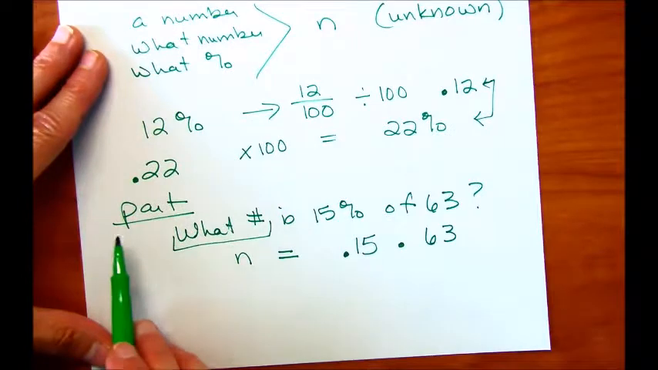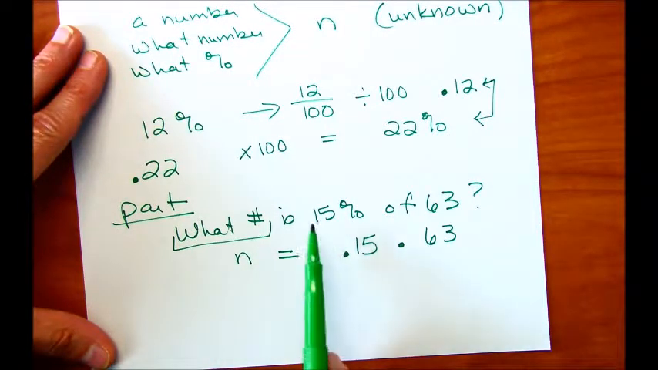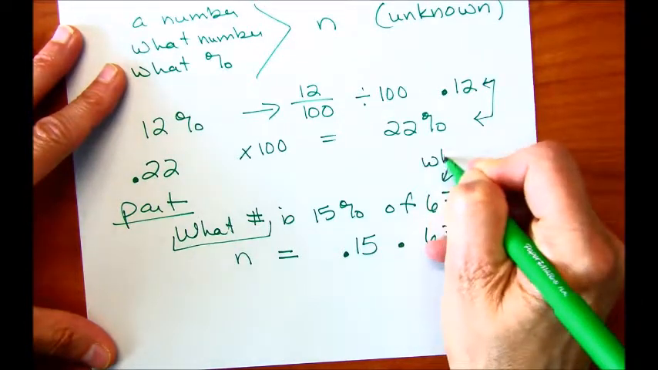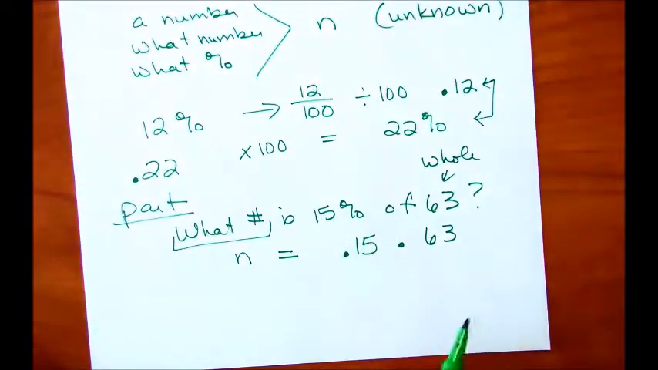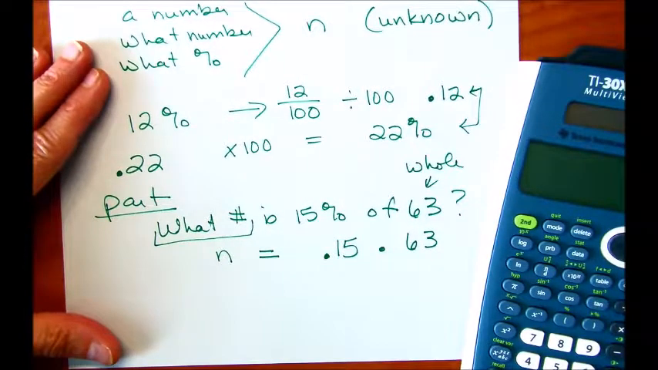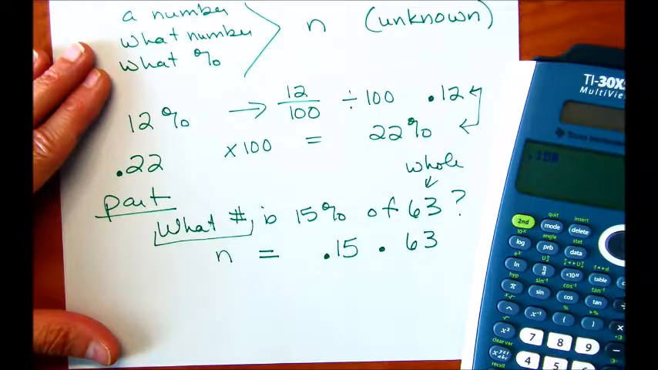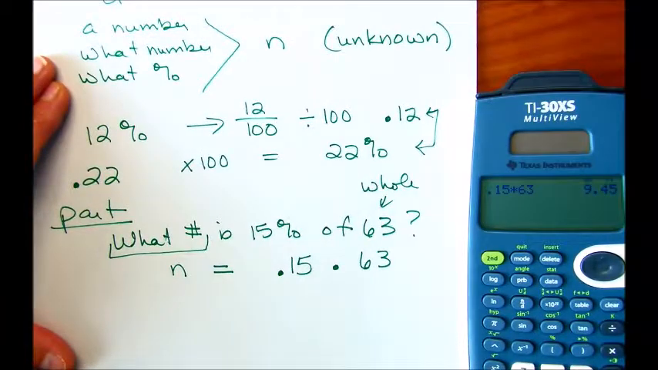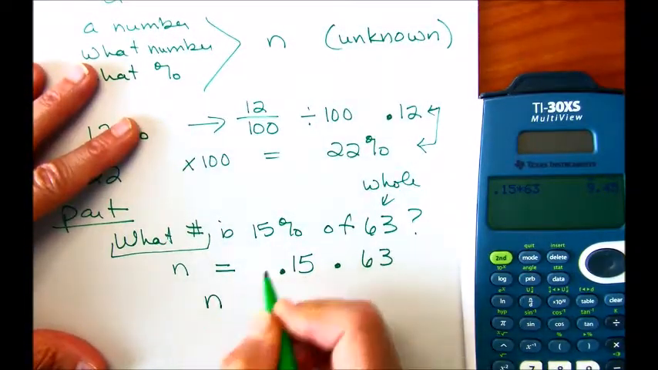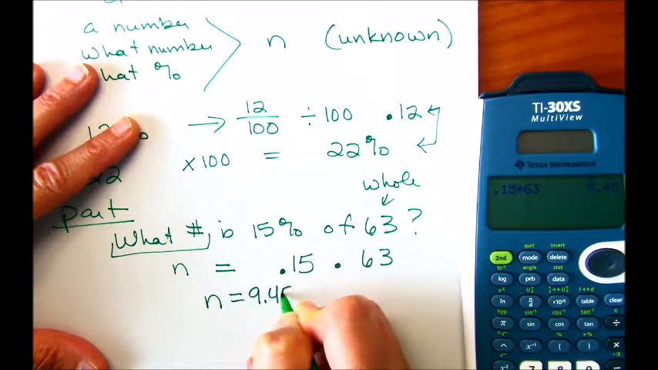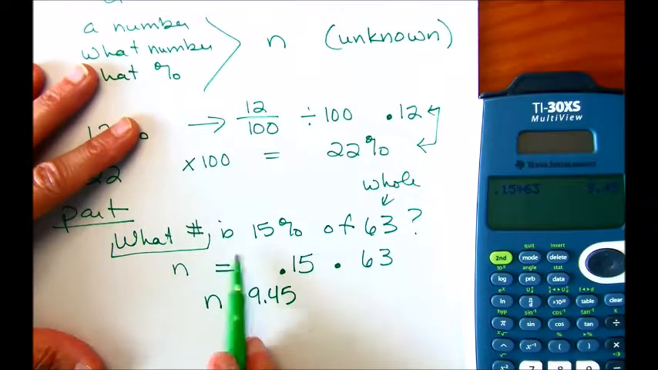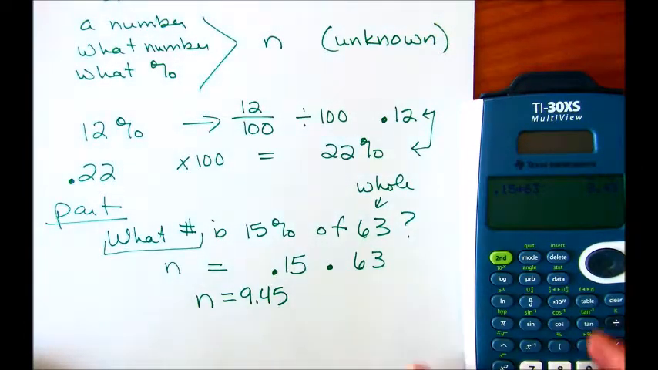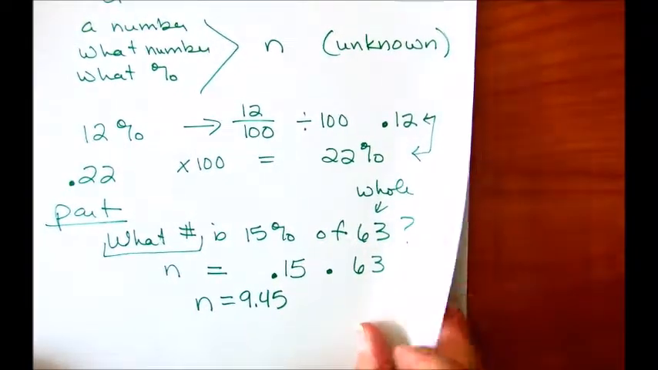So notice, if we want to find the part, we're basically multiplying the percent by the whole. This is going to be our whole amount. Now I'll get the calculator here just to make it a little quicker. We're going to go 0.15 times 63, and we get 9.45. So 9 and 45 hundredths is equivalent to 15% of 63. Now let's solve for the whole, and I'll give you an example of that.